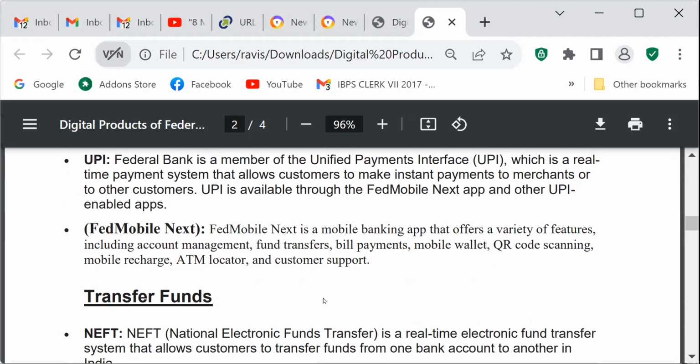Fed Mobile Next is a mobile banking app that offers a variety of features, including account management, fund transfers, bill payments, mobile wallet, QR code scanning, mobile recharge, ATM locator, and customer support.